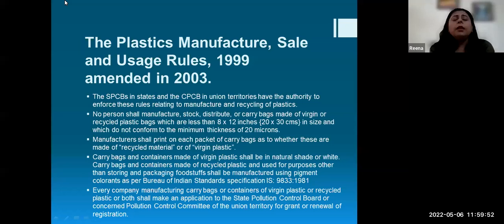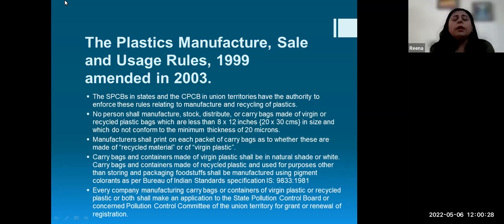Then carry bags and containers of plastic shall be in the natural shade of white, because many times carry bags and containers of virgin plastic were also made in black color. These are again controlled by the BIS standard IS 9833/1981, and each manufacturer of carry bags or recycled products has to go again to the PCB, SPCB for renewal of registration, because every time they go for renewal, if there is any amendment, they have to abide by the amended rules and submit again.